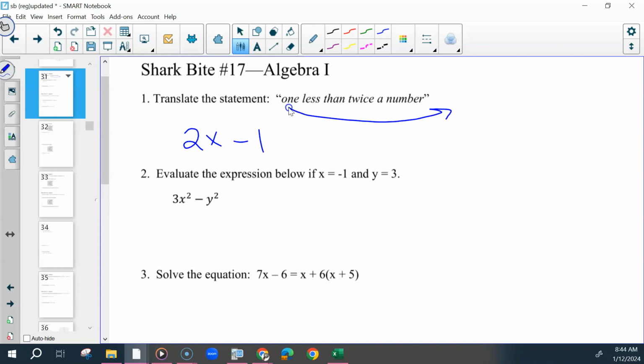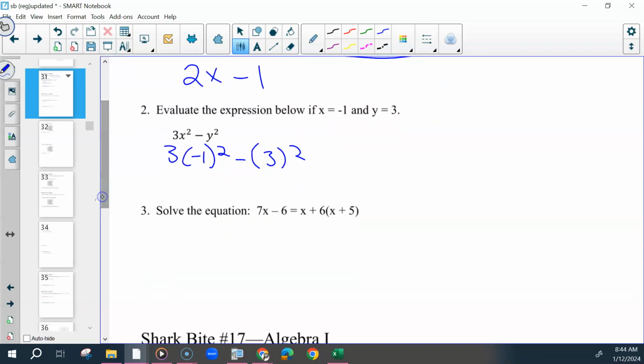Evaluate. Put these in for x and y. 3 times -1 squared minus 3 squared. Use parentheses, especially if you have a negative. That way the negative and the square don't mess up your answer. You can put this all in the calculator at once or do it step by step. So this would be 3 times +1 minus 9. So -6. And I'll show that one in Desmos here in a moment.